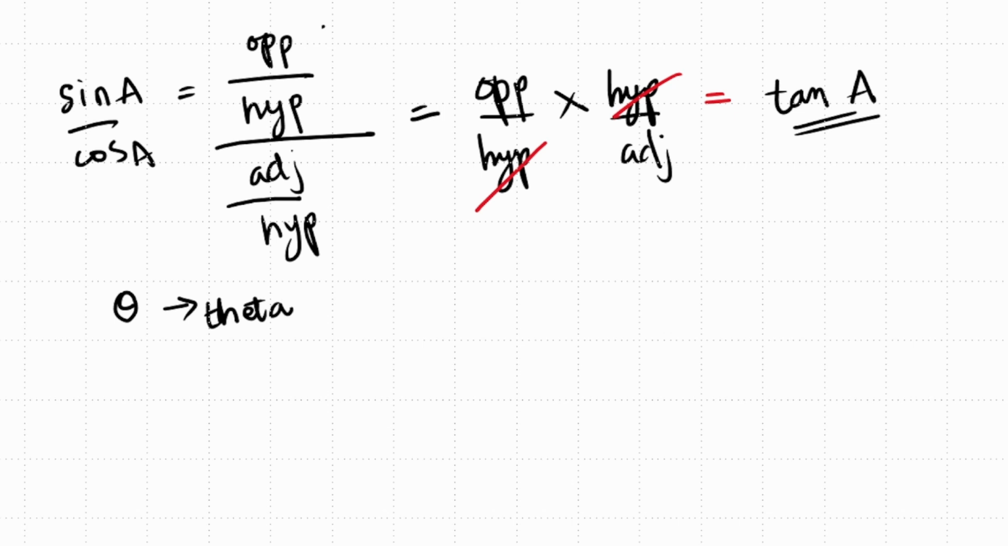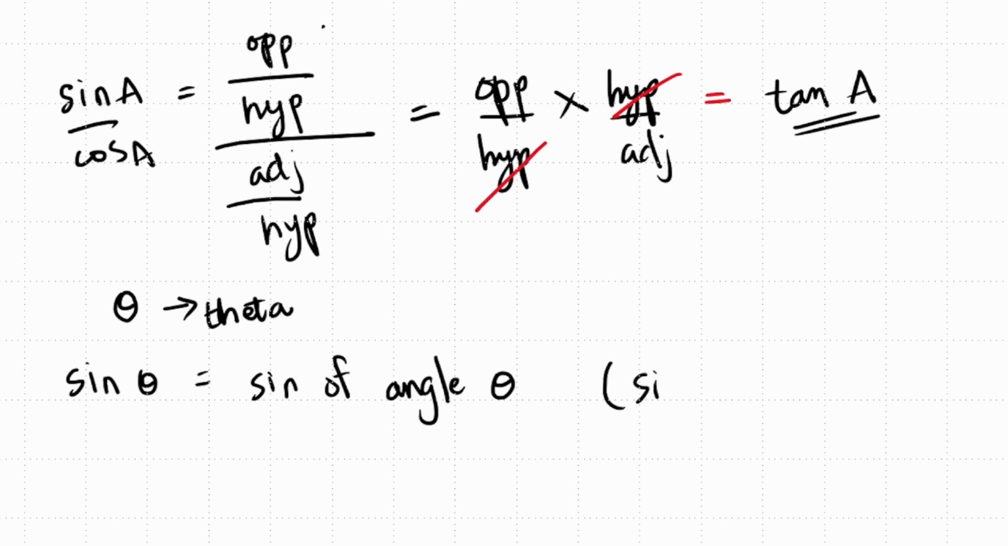Okay. This is called theta. You can write sin theta, cos theta. You can represent an angle with this Greek alphabet also. And another thing is that sin theta equals sine of angle theta. This is the meaning of sin theta.